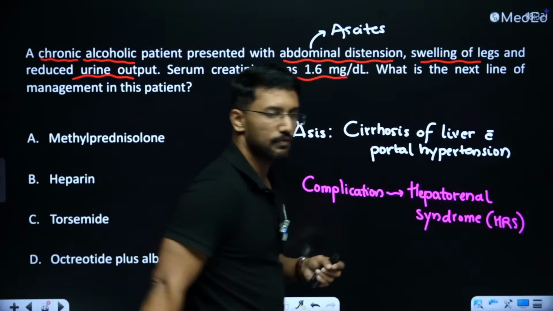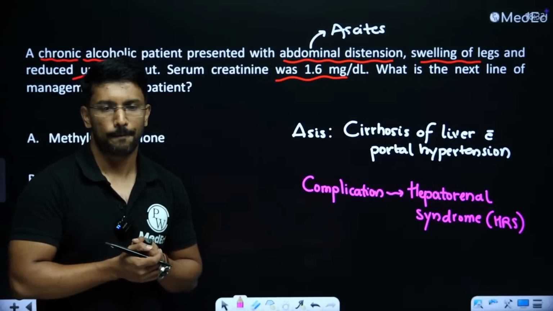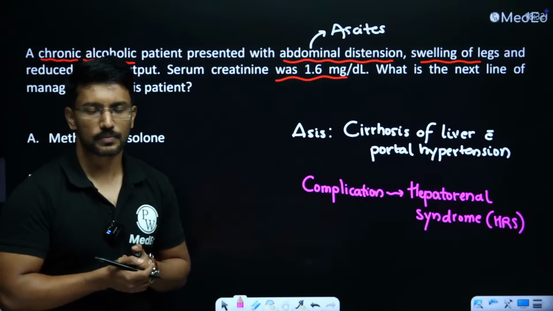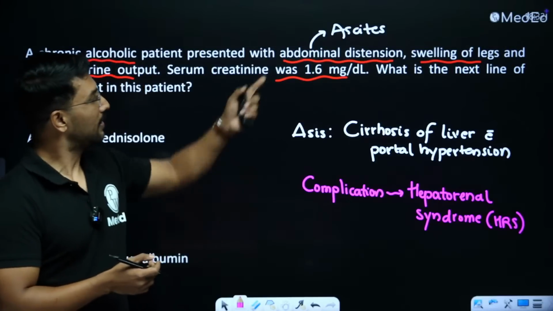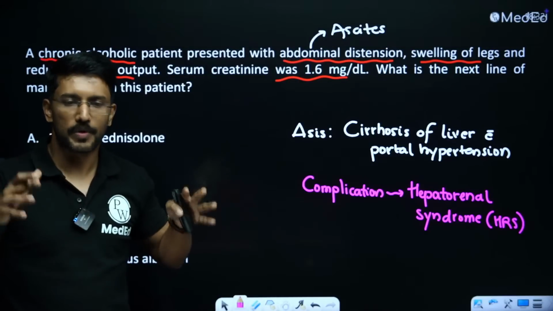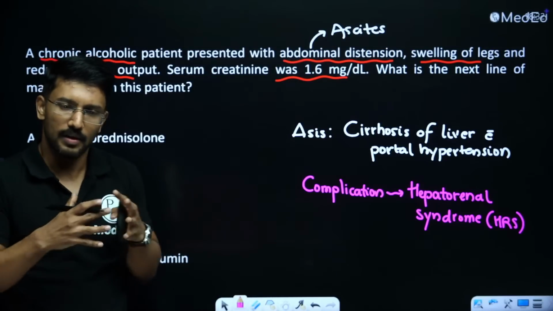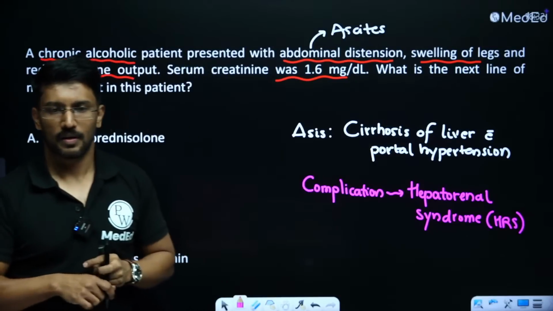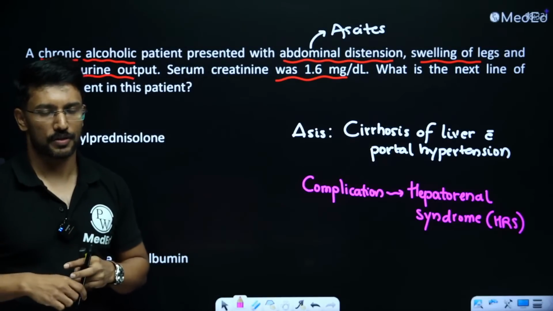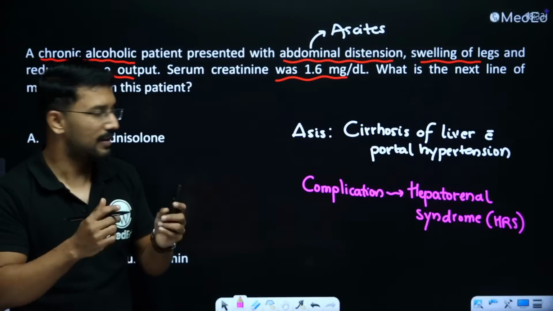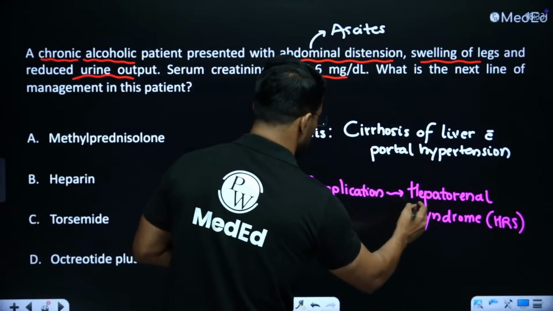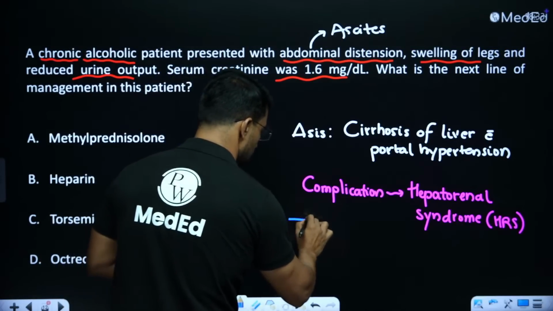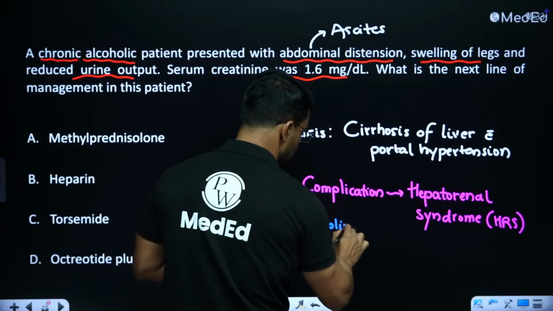Can anybody tell me what is the mechanism for developing hepatorenal syndrome? Okay, Akhil, good. Naman, good. What is the mechanism? So one, ascites increases the intra-abdominal pressure, right? So inside the peritoneal cavity, there is pressure build-up because of the ascites. Second, the portal hypertension is associated with splanchnic vasodilatation. So there is pooling of blood in the splanchnic circulation. So please remember, portal hypertension can result in pooling of blood in splanchnic circulation.